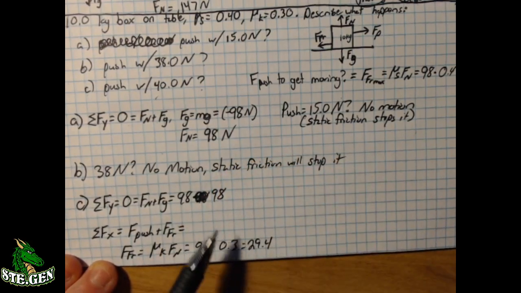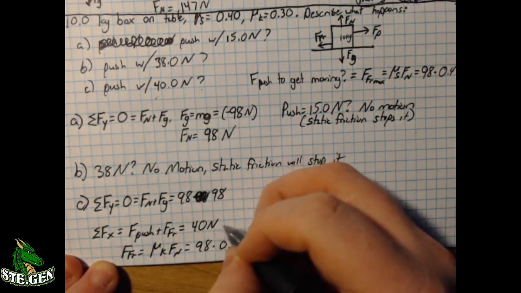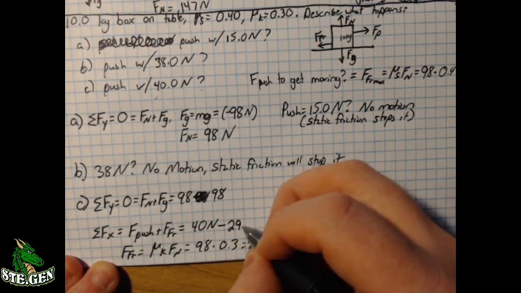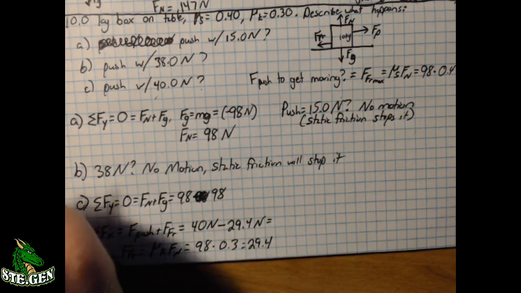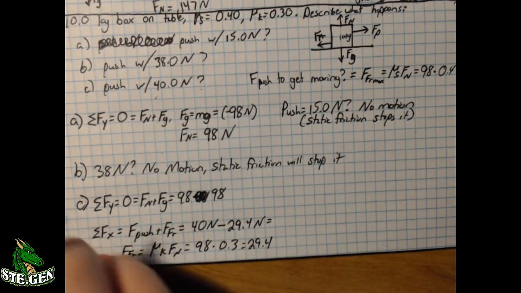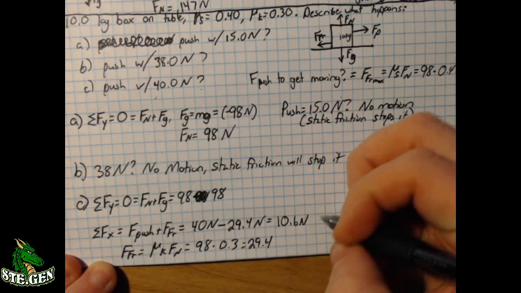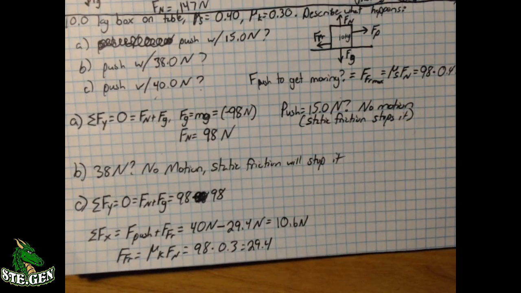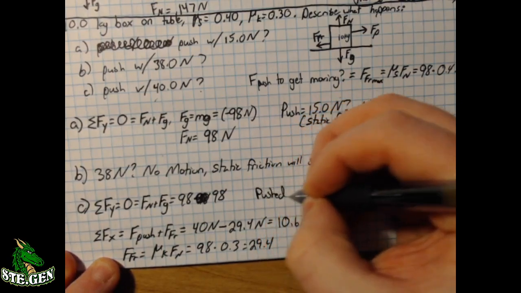So our push is going in what we'll consider the positive direction. So that's 40 newtons, minus our kinetic friction, which is 29.4 newtons. So I got a 10.6 newton force. Now, because there is a net force, it asks, describe what happens. So it will be pushed forward.